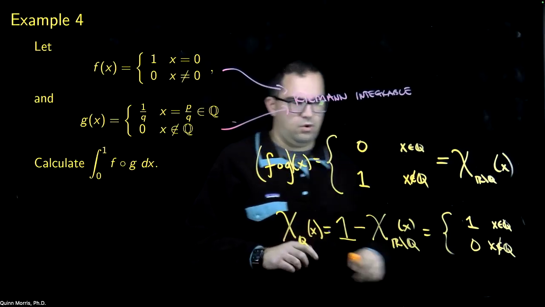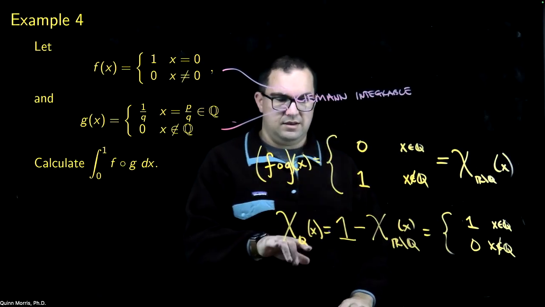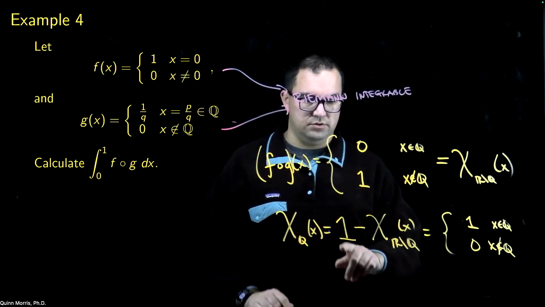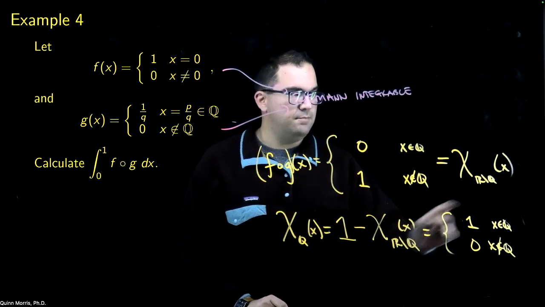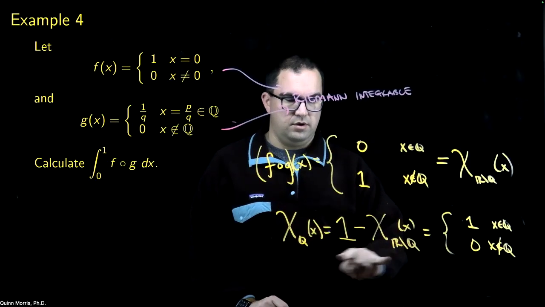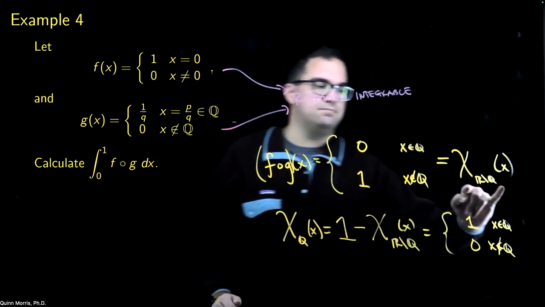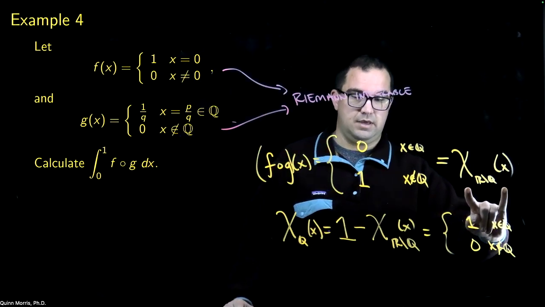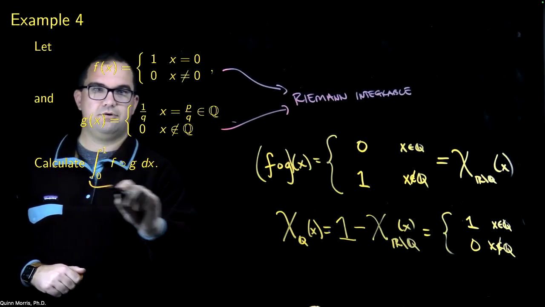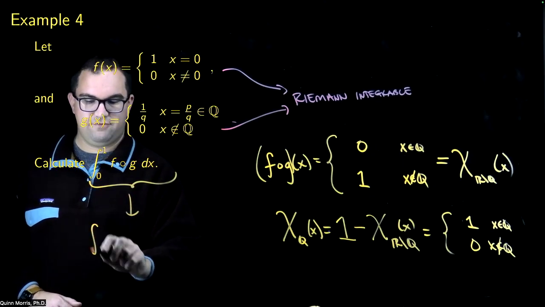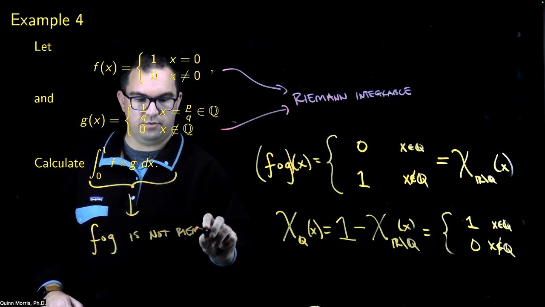So what would happen if this was integrable? Then the indicator function of the rationals would be an integrable function, that's just a constant function, minus an integrable function. So if this function were integrable, then the indicator function of the rationals would be integrable. But we know it's not. So this must not be integrable. Okay? So we can actually say here, I asked you to calculate this, but f composed with g is not Riemann integrable.